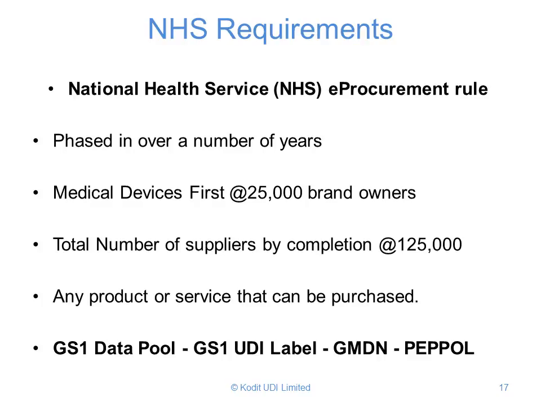In regards to timelines, it will be phased in over a number of years. Medical devices come first, approximately 25,000. But over the following years, the NHS is going to expand the e-procurement to all suppliers of all products and services that can be purchased by a health provider in the United Kingdom. The four main things again: GS1 data pool is mandatory, GS1 labeling, GMDN, and PEPOL. So vastly different and much greater in scope than the pure FDA GUDID rule.